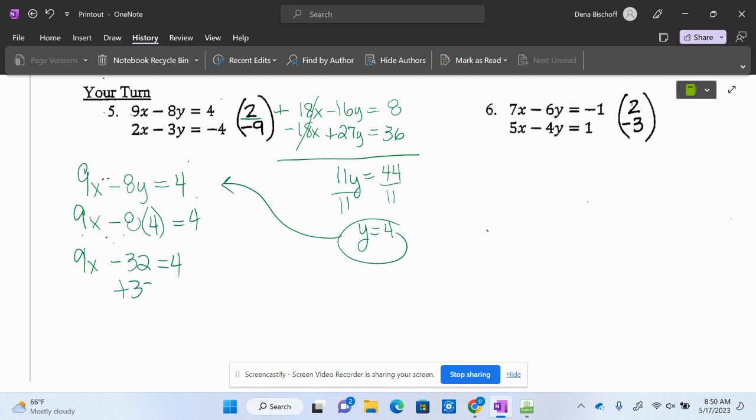Add 32 to both sides. 9x equals 36. Divide both sides by 9. X equals 4. So my solution is 4, 4.